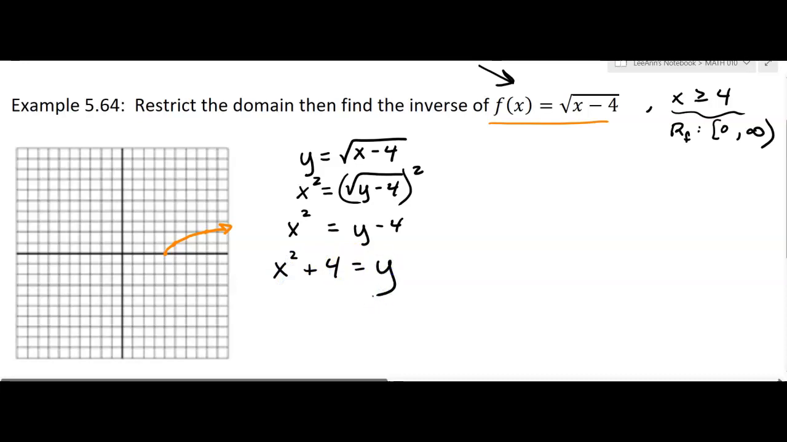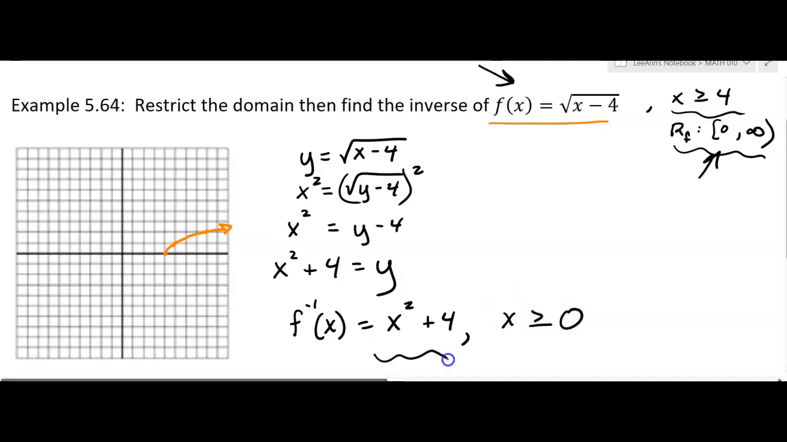Now, we know that's a parabola, right? But we have to restrict it, and it's going to be based on our range for the original function. I didn't write it in function notation, so let me do that. I was all excited to restrict the domain. We're going to say that the domain, then, for our inverse has to be from 0 to infinity, or in other words, x has to be greater than or equal to 0.